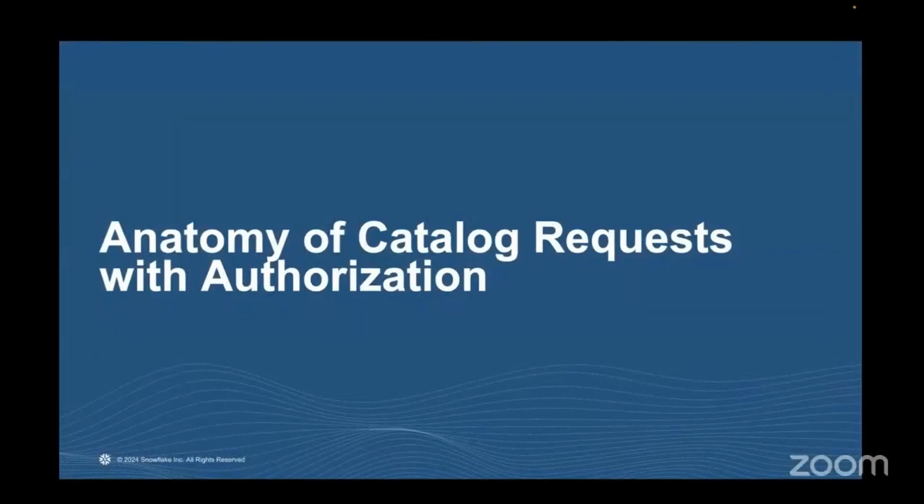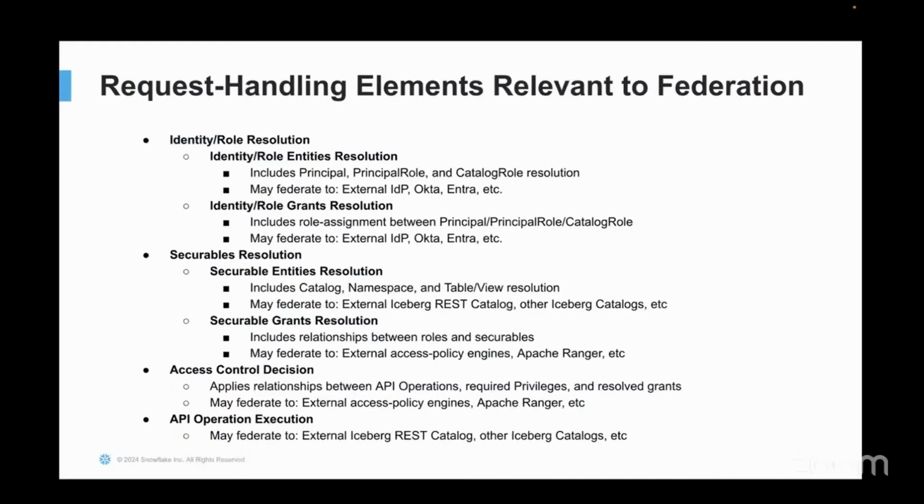So now let's jump into a little bit more specifics. I know that was a little abstract. So looking at the anatomy of what it means to handle a catalog request. Some of this is a little specific to Polaris, but I'm also trying to use somewhat generalized terminology here. So at a high level, what does Polaris do?